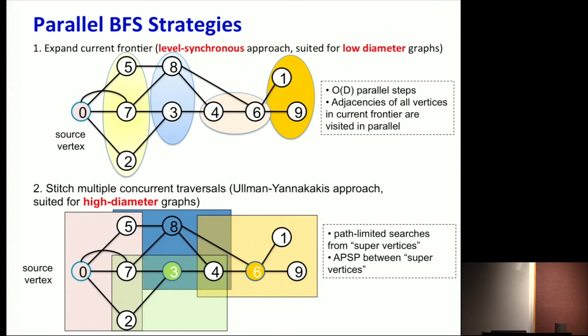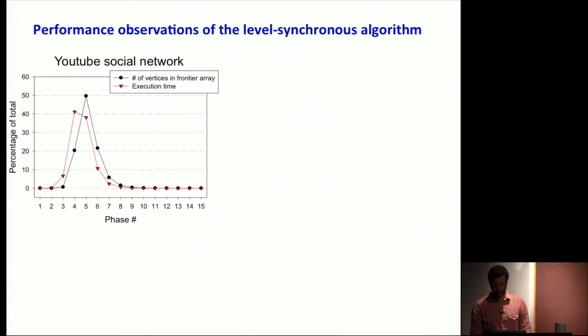It's an algorithm due to Ullman and Yannakakis. So you choose a couple of super vertices in the graph, and you do path-limited searches from those. And then you stitch those super vertices together by running an all-pairs shortest paths. It's fundamentally a much more complicated algorithm, and that's probably why it hasn't been studied too much. So in this class, I will mostly focus on the level synchronous approach, because there are a lot of exciting developments even in that area.